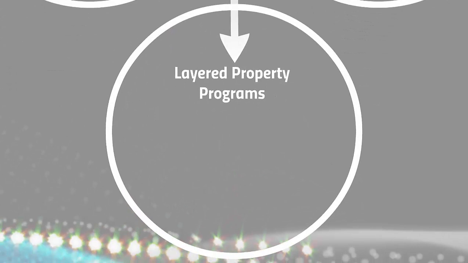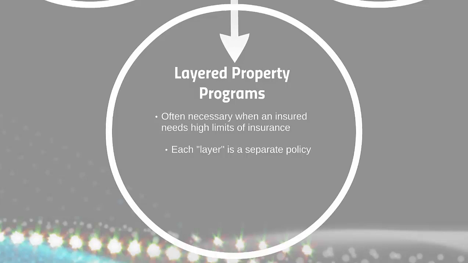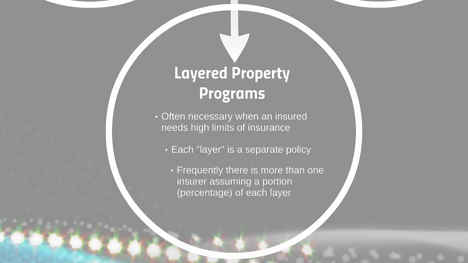Lastly, we'll talk about layered property programs. These are often necessary when an insured needs high limits of insurance, and these are particularly common in the non-admitted market. Each layer is a separate policy. Frequently, there is more than one insurer assuming a portion or percentage of each layer. If you take Risk Management Insurance 4008, you'll learn a lot about this. These may be admitted or non-admitted.